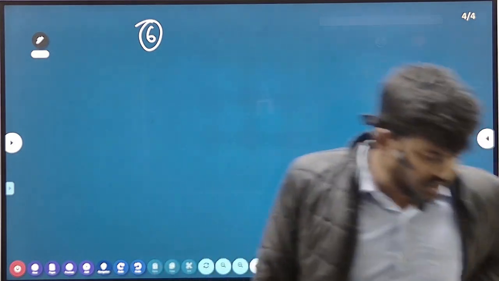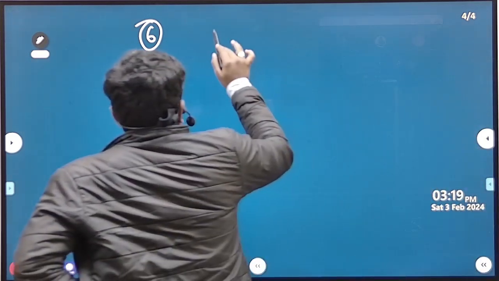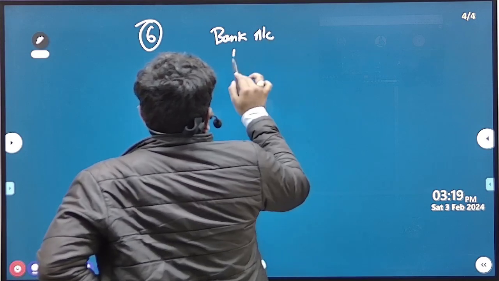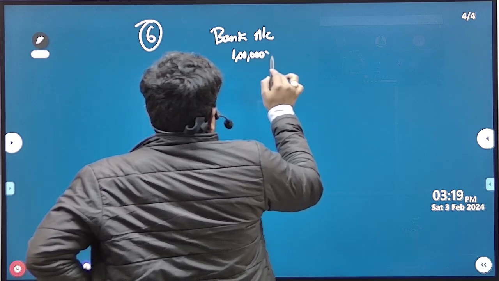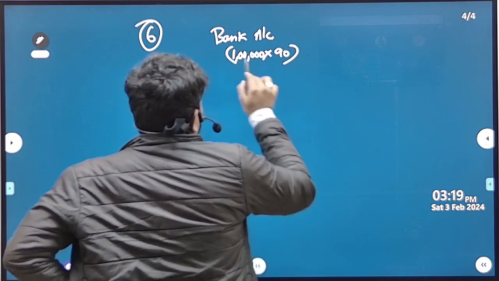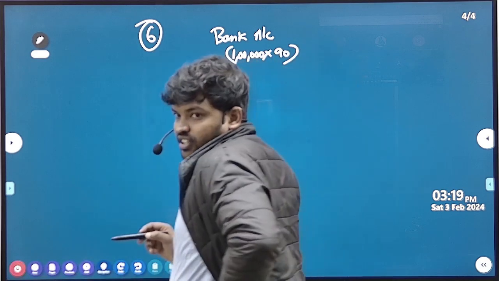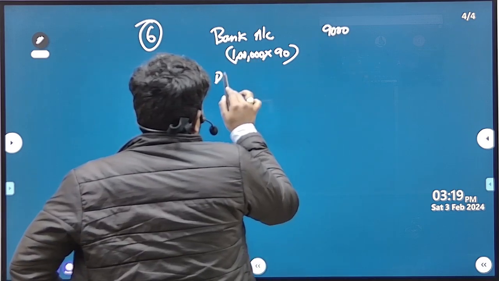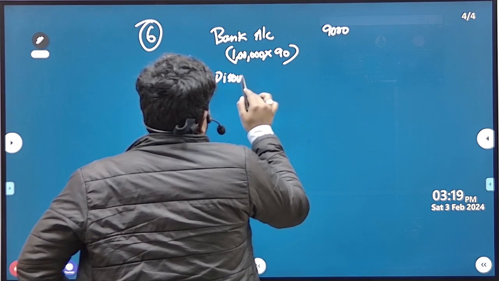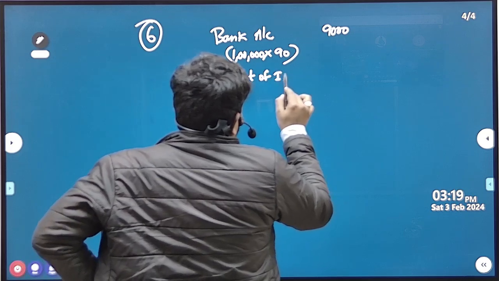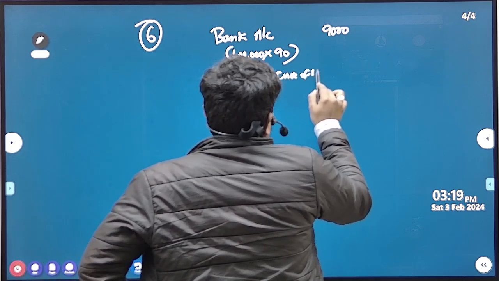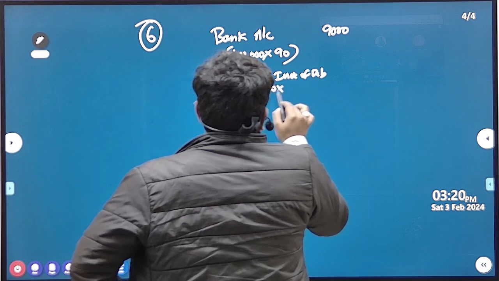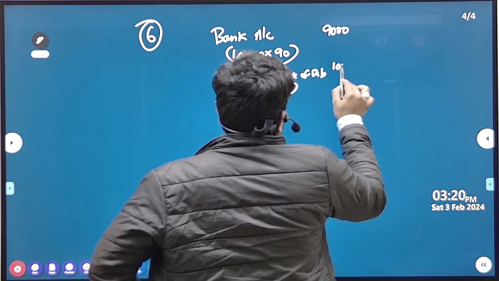Issued at how much discount? 10%. Bank account debit. 1 lakh debentures into 90 rupees. Yes or no? 90 rupees, na? 90 rupees comes to 9,000. Here you can write discount on issue of debentures. Discount on issue of debentures. How much? 1 lakh into 10 rupees, which is equal to 1000.